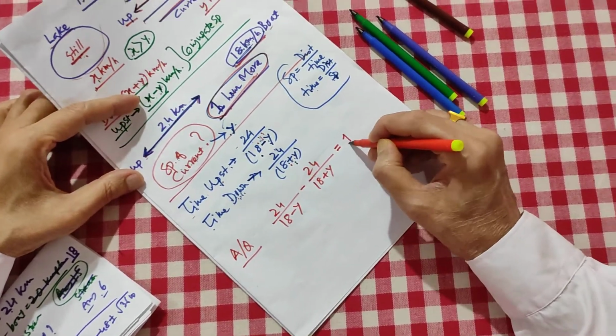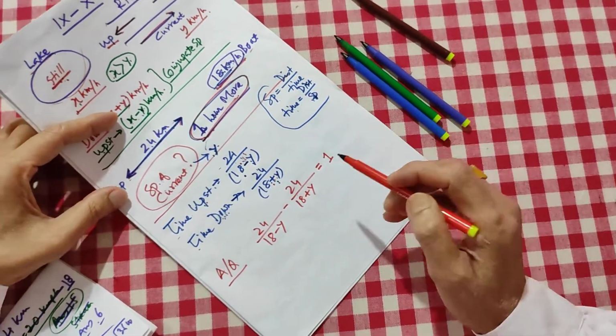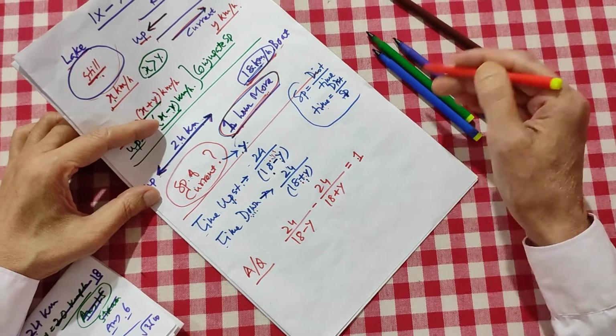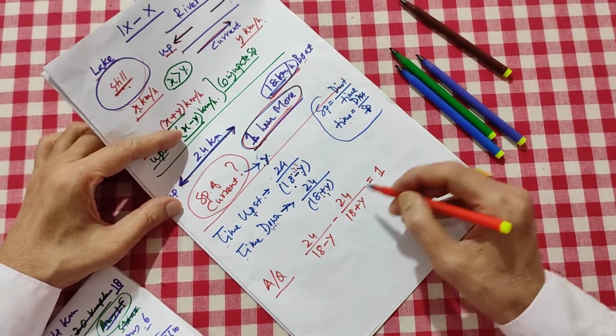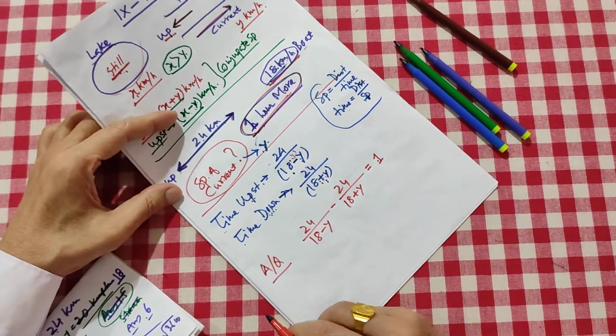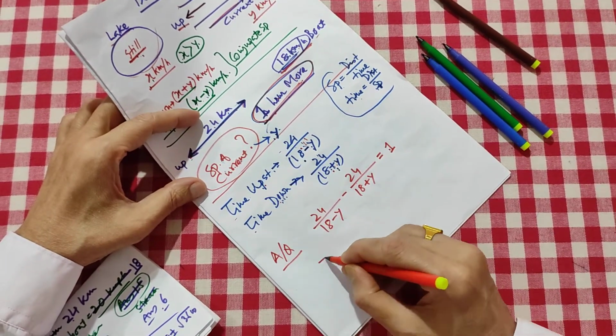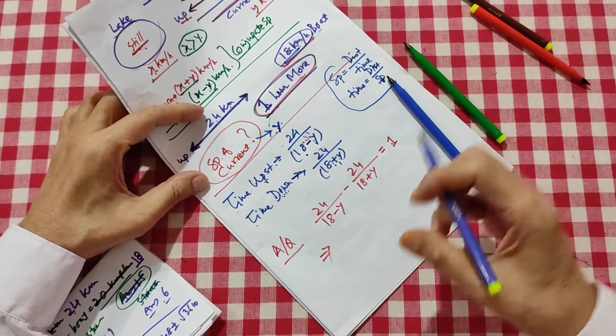Alright, this is 1 hour. So that means the boat takes 1 hour more to go upstream than it takes downstream. So the difference between the times is 1 hour. So you have an equation. Now the only question is solving the equation. So now try to solve it.